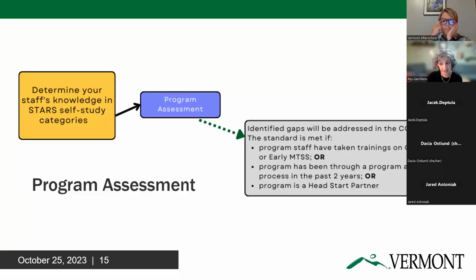So for program assessment, for you it's the PQA. It's either taking trainings or you've done a PQA assessment in the last 2 years, or the Head Start partner, which does not apply to you. So you have 2 out of the 3 that would apply to you for after school programs.